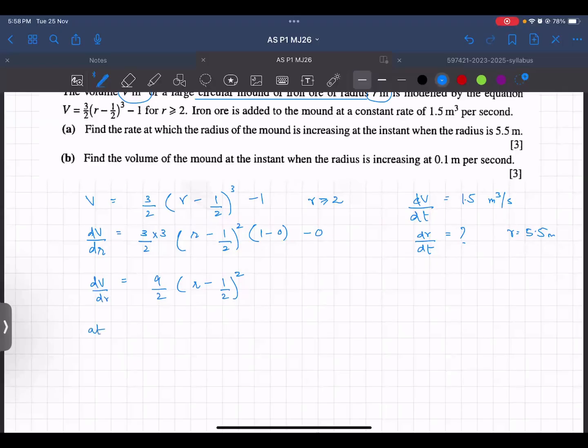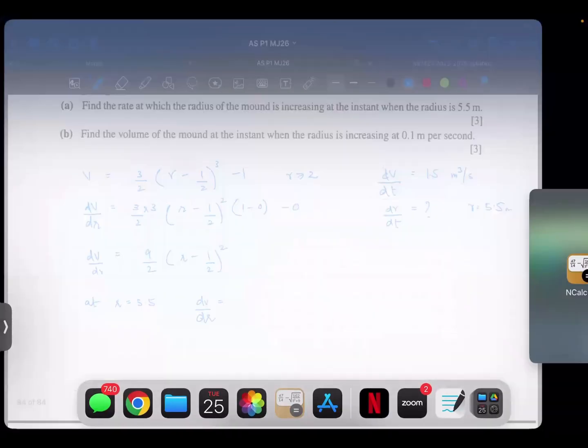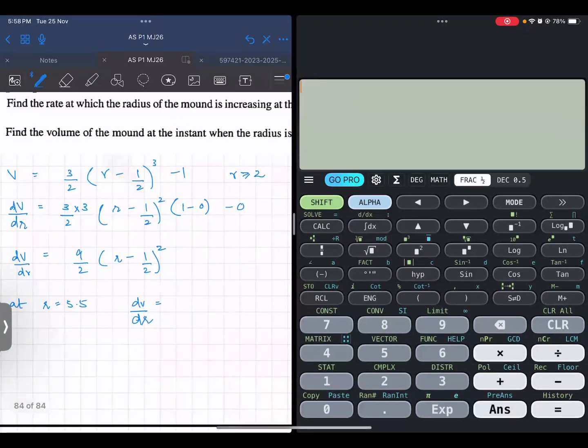And we want the value of dv by dr at the radius value. They have given us the radius value is 5.5. So the value of dv by dr, you can use your calculator, 9 upon 2 (5.5 minus 0.5) whole square, is 112.5. This is the value of dv by dr.